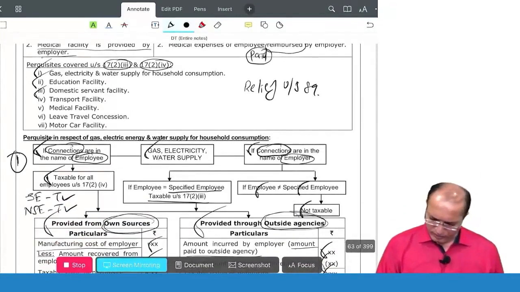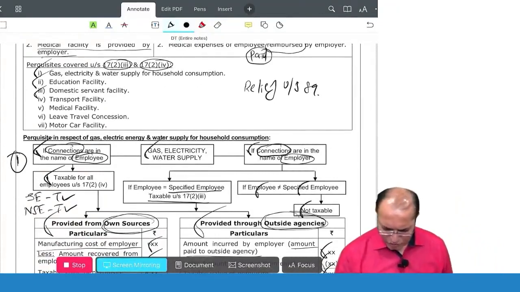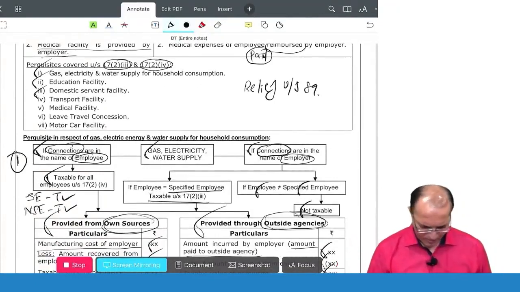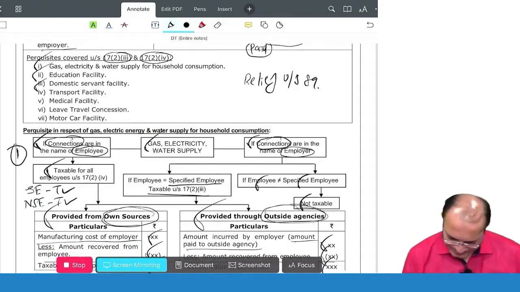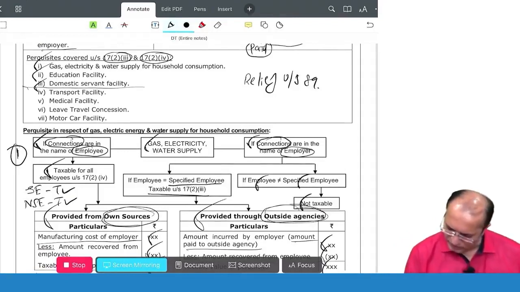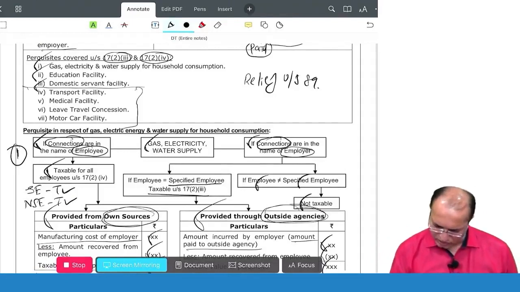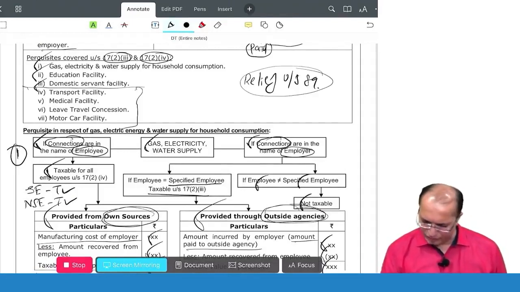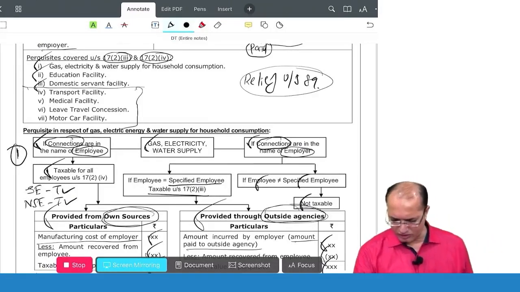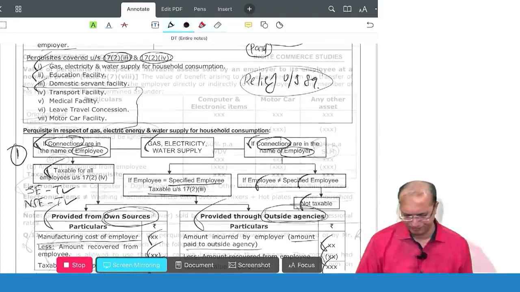In the evening, today afternoon, what time is it? 2 to 5. So we have completed 3 points. The afternoon session will complete the remaining 4 points and will also complete the relief under section 89. So this chapter will be over.